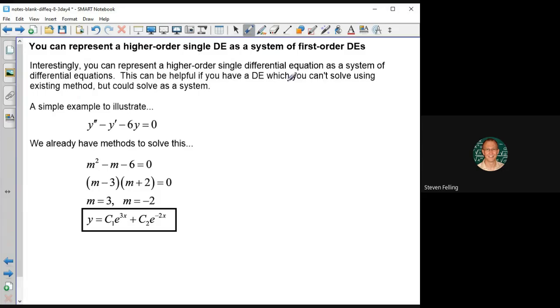If you have a DE that you can't solve using existing methods, then you can rewrite that higher order differential equation as a system and then use system methods to solve. Let me show you with a simple example first, and then a much more complicated example.